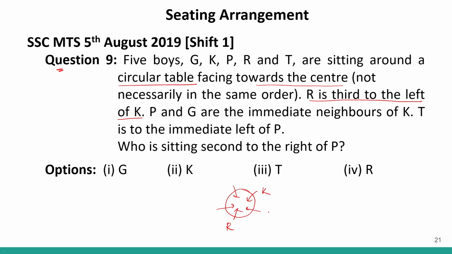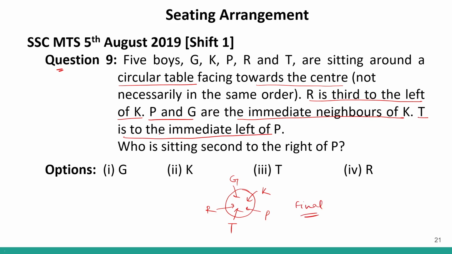R is third to the left, that means 1, 2 and 3. R is third to the left of K. That means if R is over here, K will be over here. P and G are immediate neighbors of K. So if K is over here, P and G can come at these two positions. Which position we don't know yet. It is given to us that T is to the immediate left of P. So P will come over here and G will come over here. Correct? This will be my final arrangement.